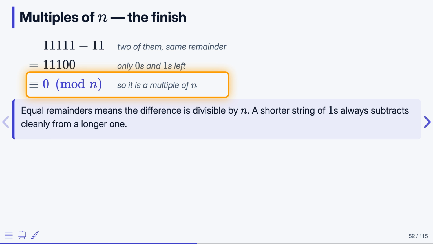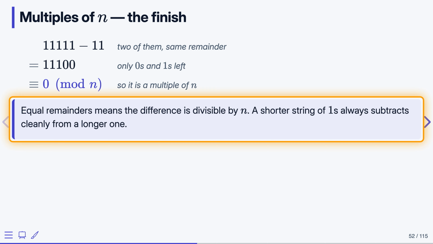Line 3. Two numbers with the same remainder differ by a multiple of n, so this number is divisible by n. Equal remainders means the difference is divisible by n, and the shorter string of ones always subtracts cleanly from a longer one. We have found a multiple of n written with only zeros and ones, and we never had to search for it.